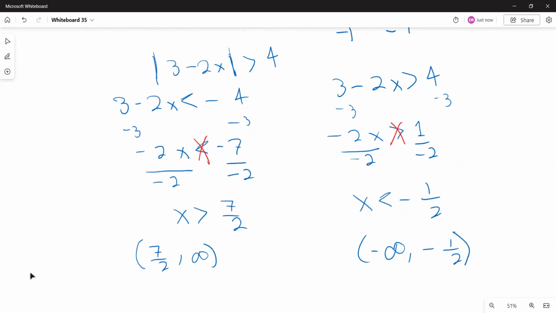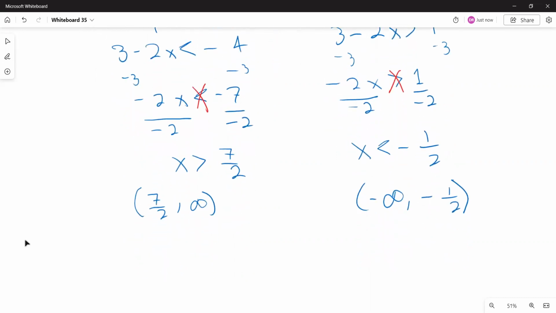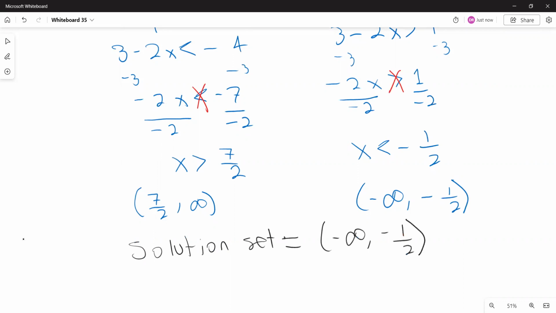The solution set, we're going to write them from left to right in increasing order, or in the order we would have it on a number line. The solution set is negative infinity to negative 1/2, union 7/2 to infinity.